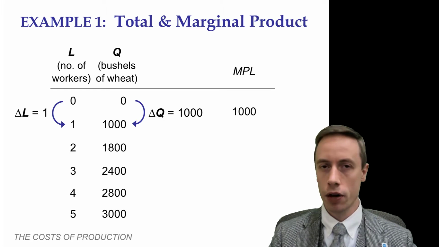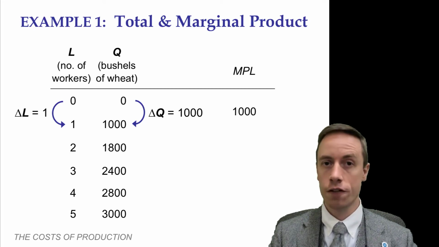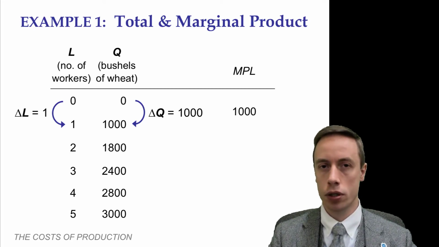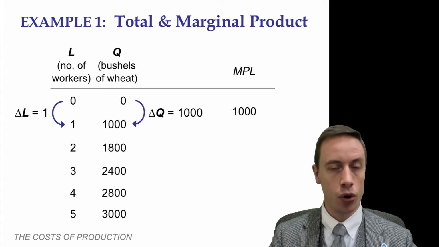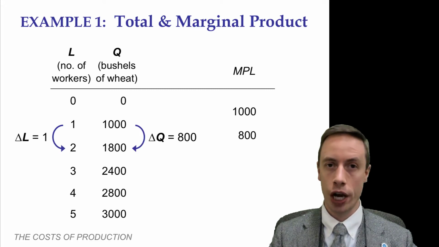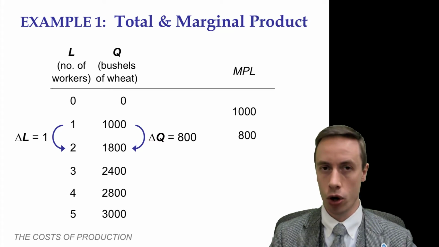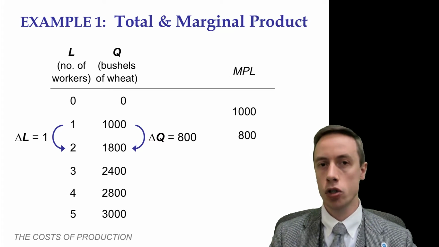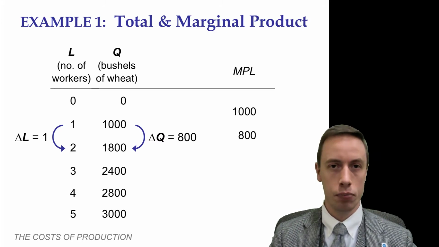But now let's look at how the math works for the second worker. We are looking at changes here. So let's focus on how much output changes going from 1 to 2 workers. The output change is 800 units. The input change is 1 additional worker. That means the marginal product of the second worker is 800 bushels.